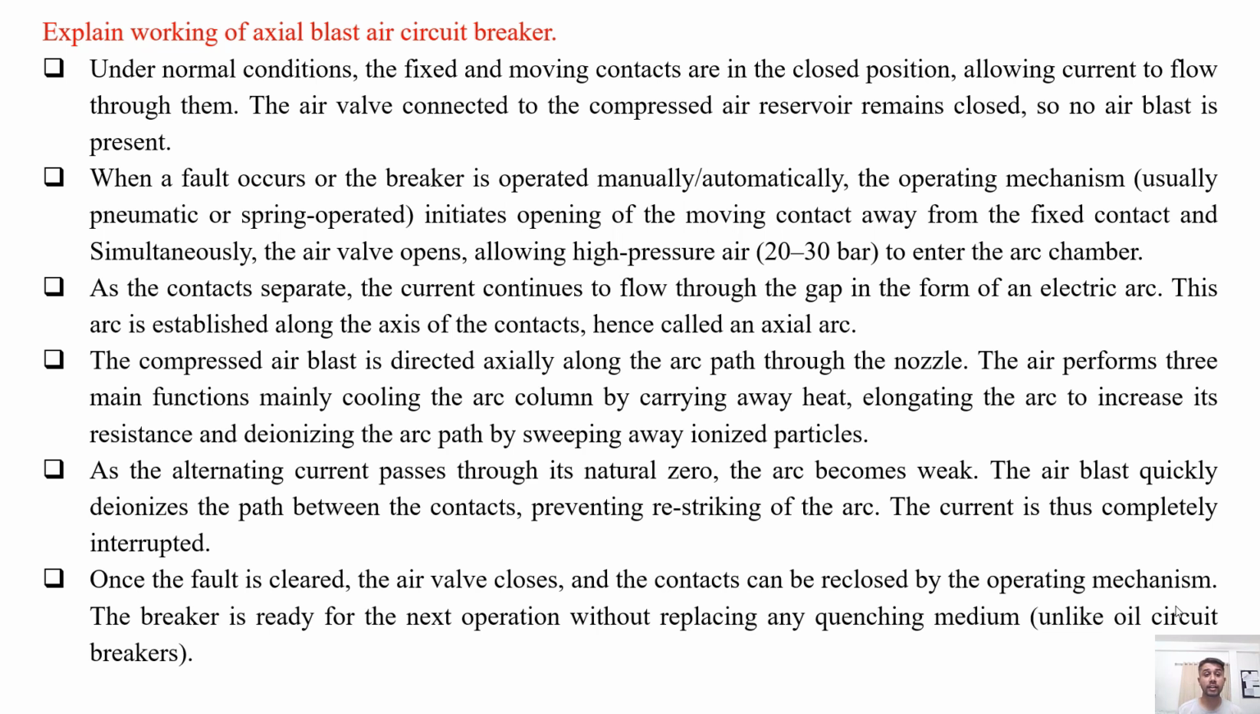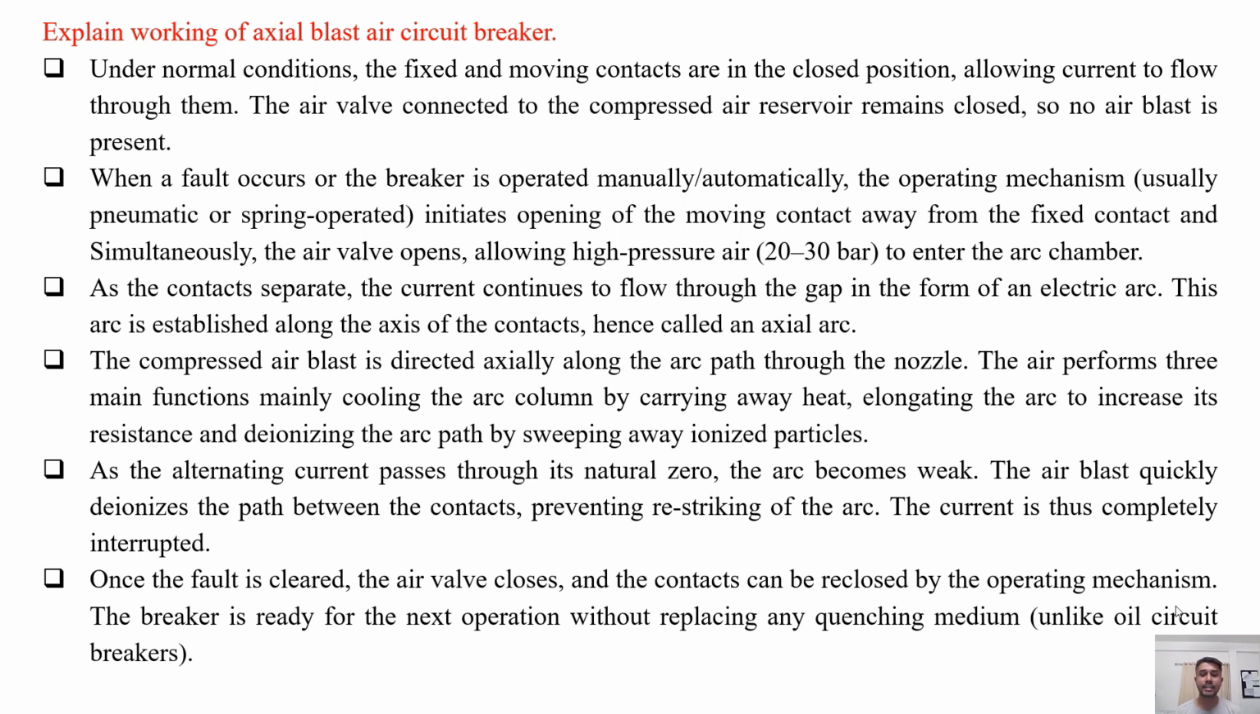Now when a fault occurs or the breaker is operated manually or automatically, the operating mechanism, usually operated by pneumatic pressure or spring operation, initiates the opening of the moving contact away from the fixed contact. The moving contact moves away in the downward direction from the fixed contact, and simultaneously the air valve opens, allowing the high pressure air to enter the arc chamber.